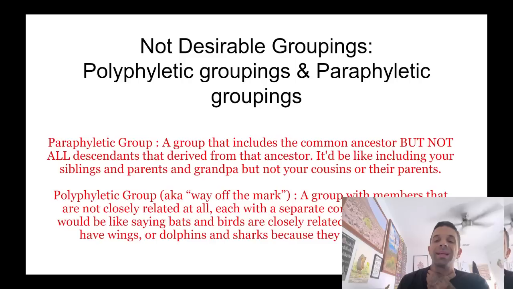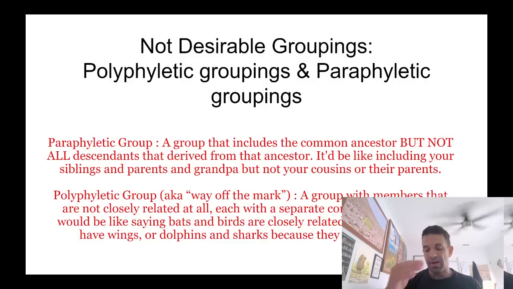Paraphyletic group, a group that includes the common ancestor, but not all descendants that derive from that ancestor. We just talked about that, okay? Like referring to reptiles and not including birds in that designation, all right? It'd be like, on a smaller level of specificity, talking about your family as an analogy, okay? It'd be like including your siblings and parents and grandpa, but not your cousins or their parents, okay?